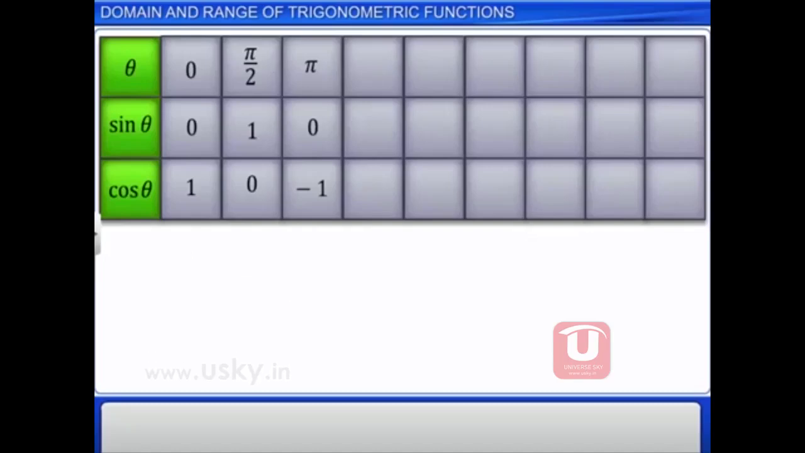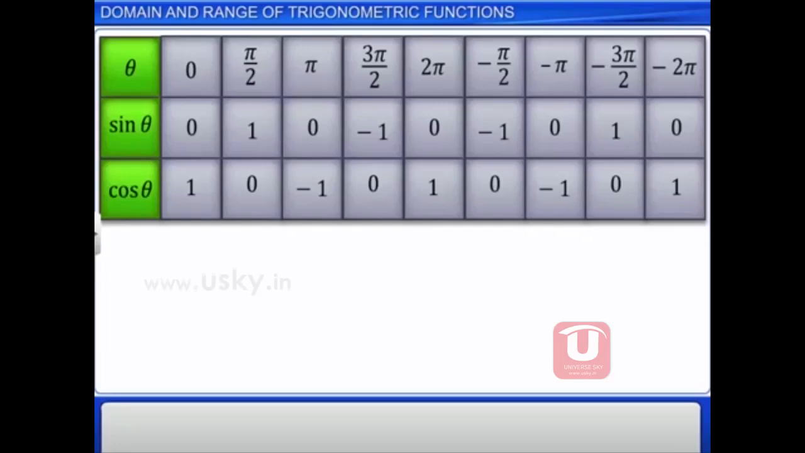When theta increases from pi to 3 pi by 2, sin theta decreases from 0 to -1, while cos theta increases from -1 to 0. And in the fourth quadrant, the values of sin theta and cos theta again increase from -1 to 0 and 0 to 1 respectively. Similarly, the behavior of the other four functions can be seen in different quadrants.